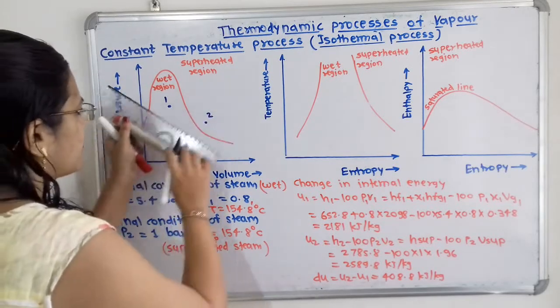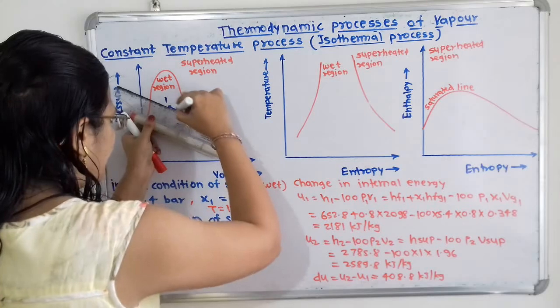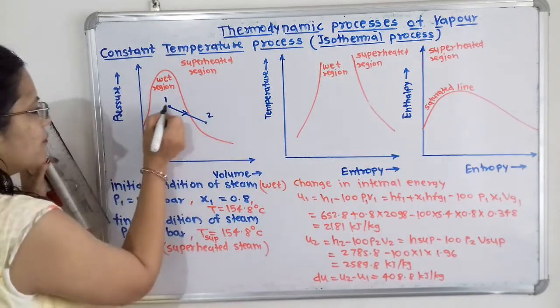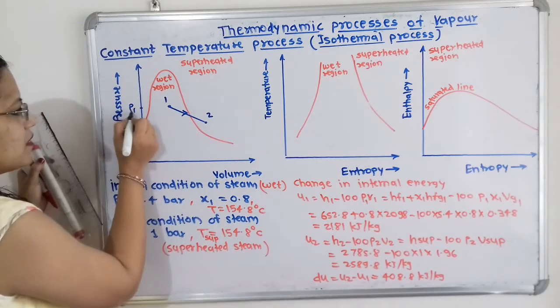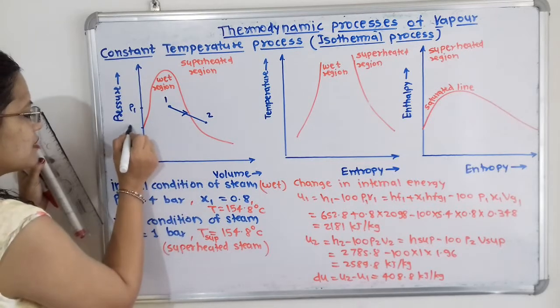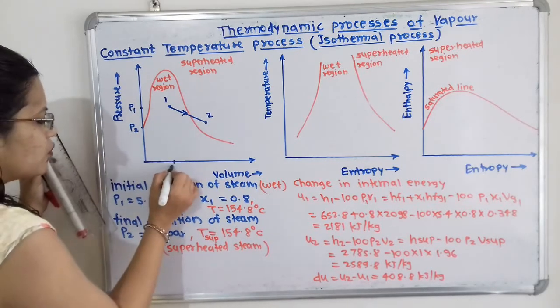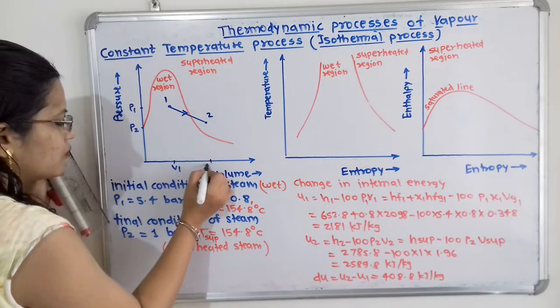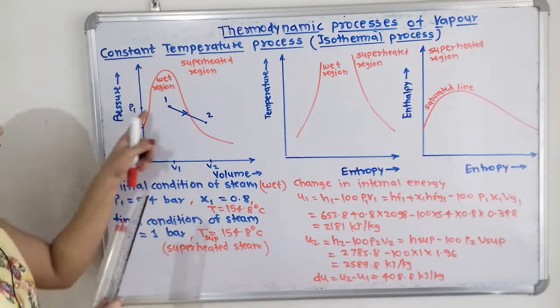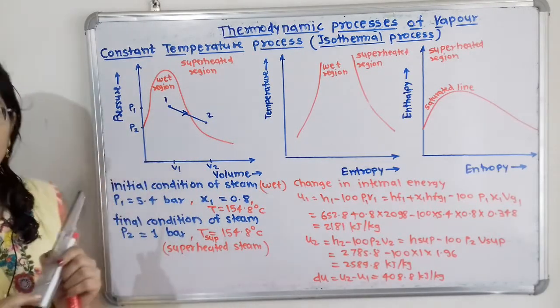So this will be our point 2. So I will show this with arrow. Now here is the pressure P1, now pressure P2, here is decrease in pressure, here is volume V1 and here is volume V2, that is increase in volume. So this diagram is getting completed.